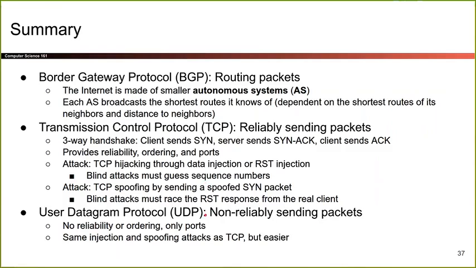And then finally, we talked about UDP, which is what happens if I want to go fast and not send packets reliably, but just make sure that stuff gets there as fast as possible. That's UDP. It gives us no reliability, no ordering. There are ports, though, and it still has the same injection and spoofing attacks, but they're a lot easier because there are no more sequence numbers.